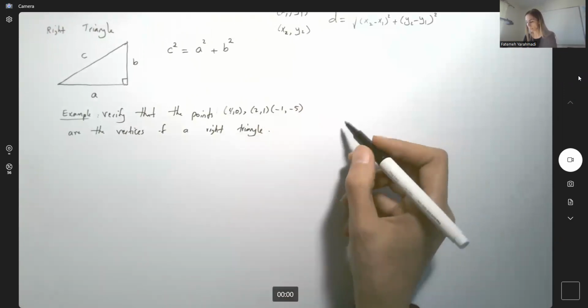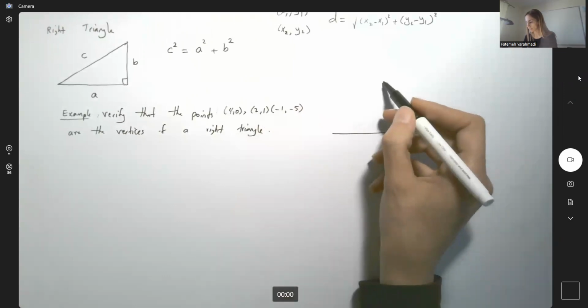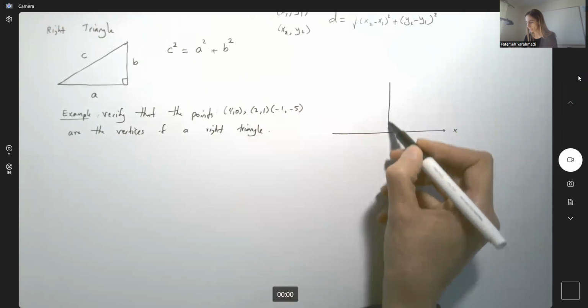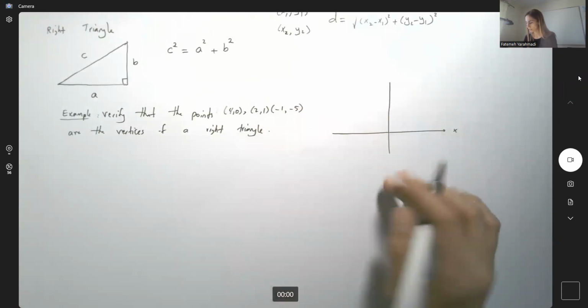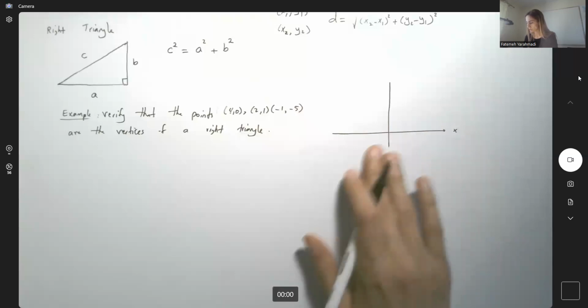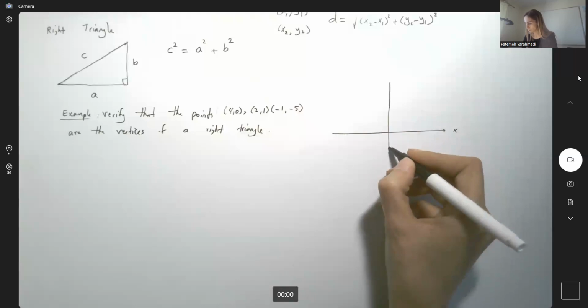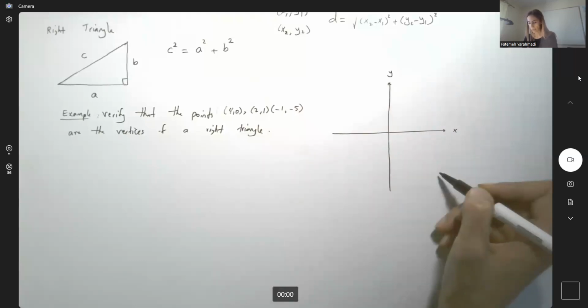So let us visualize this. What do we have? What do we see? We have our x-axis and we have our y-axis. Since I have -5, I'm going to just expand this a little bit to -5. Okay, I don't like this vertical line. A little bit better. This is my y-axis, this is my x-axis.